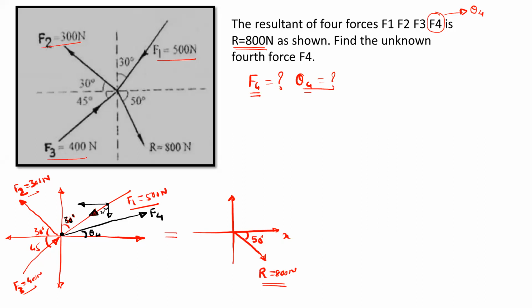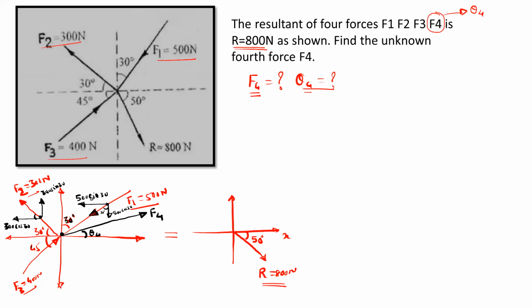Okay, so for F1, the x component is 500 sine 30, and the y component will be 500 cos 30. Then F2, select one point, draw a vertical line parallel to y axis, draw a horizontal line parallel to x axis. This is 30 degree, so this will be the same 30 degree. So x component will be 300 cos 30 and y component will be 300 sine 30.